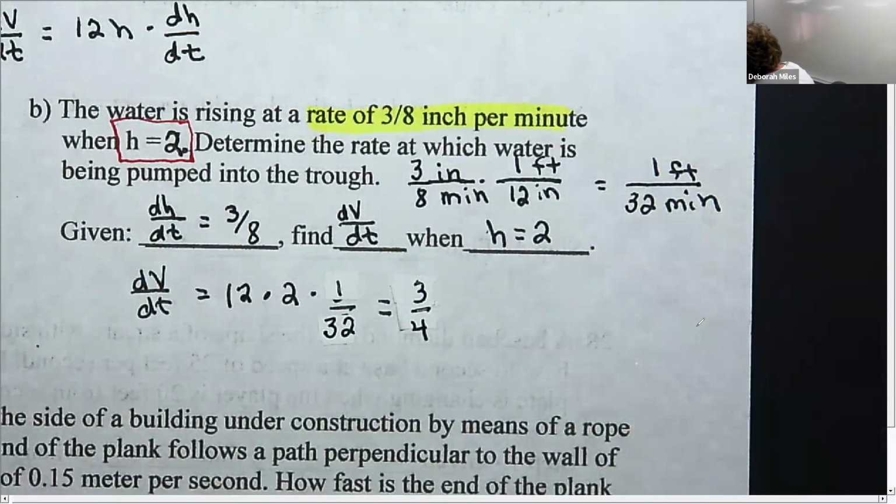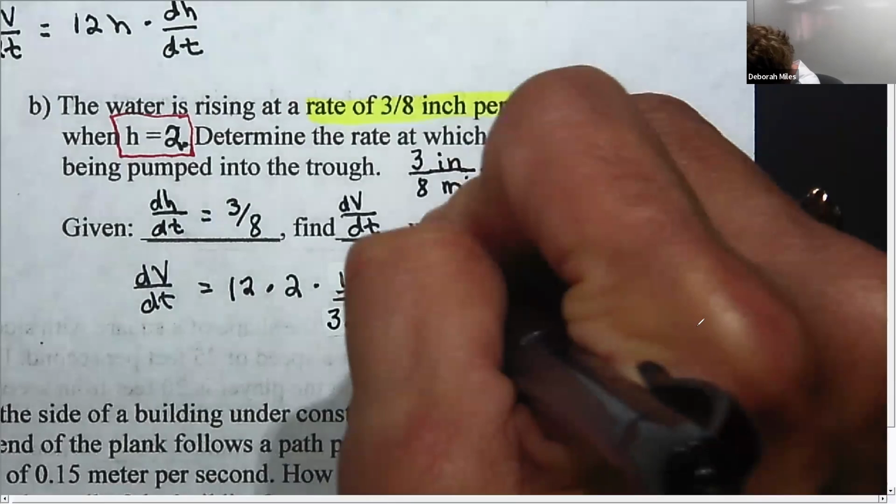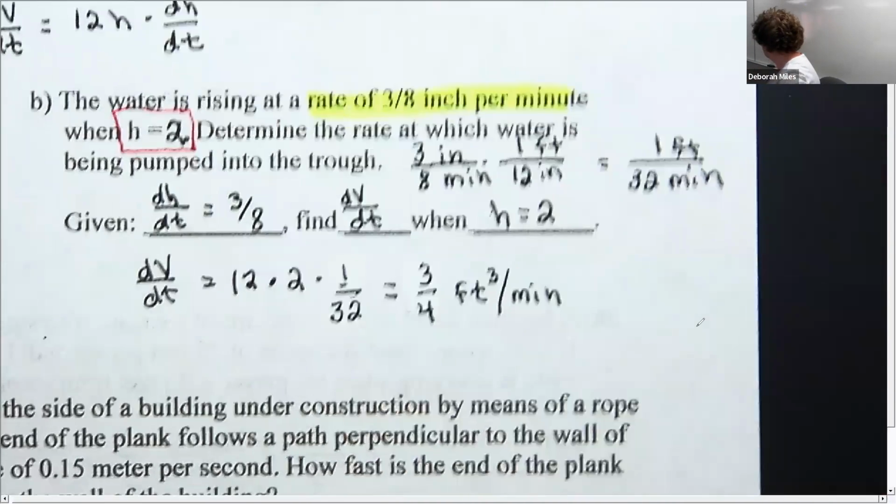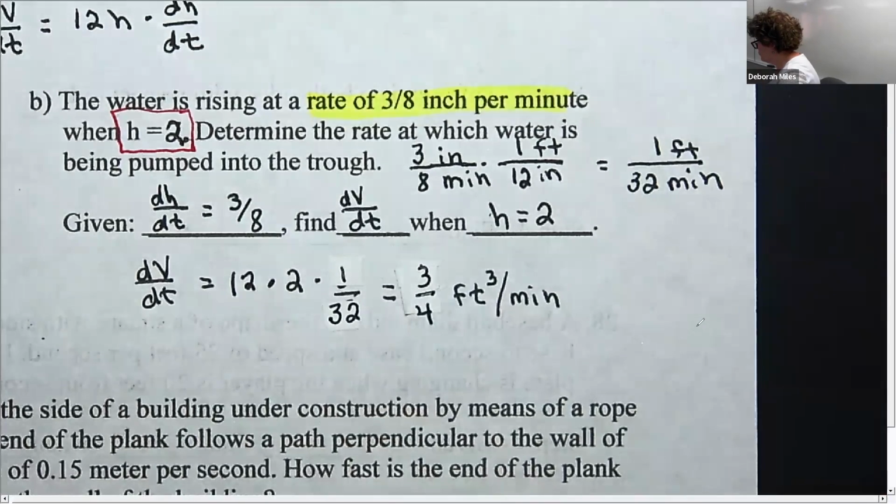And what's the units on that 3/4? For units. That's a rate of change in volume. And how is volume measured? Cubic feet per minute. Okay, doke.